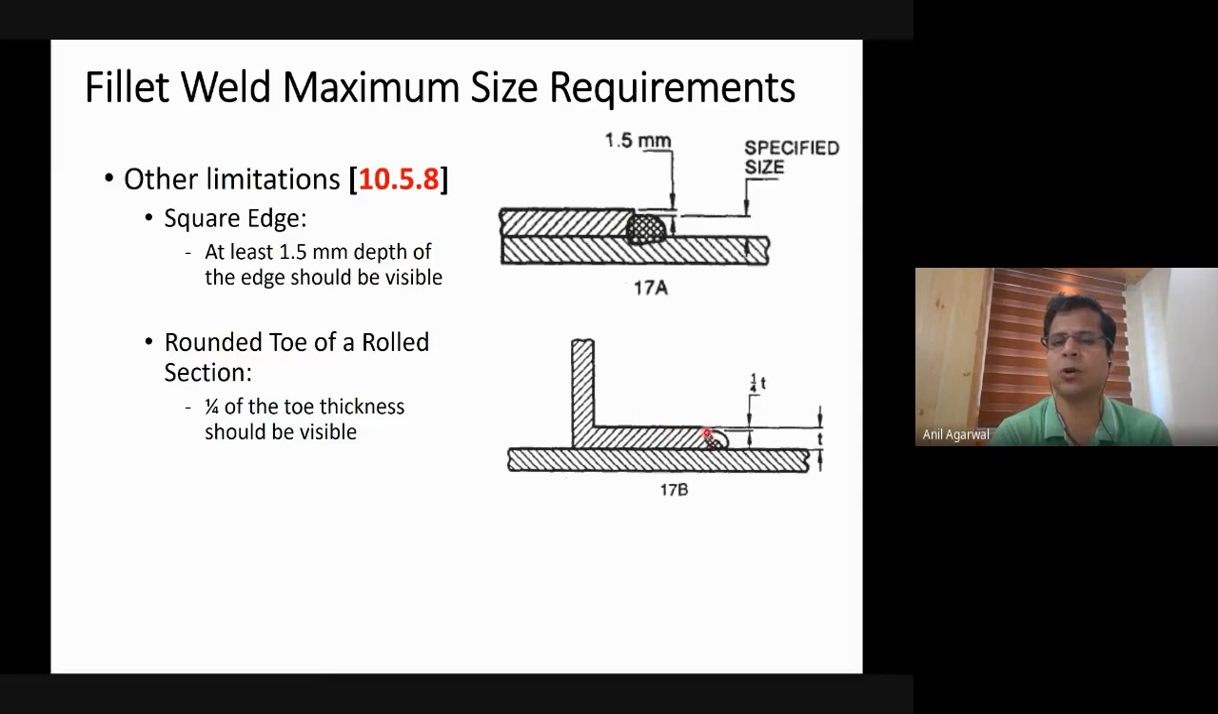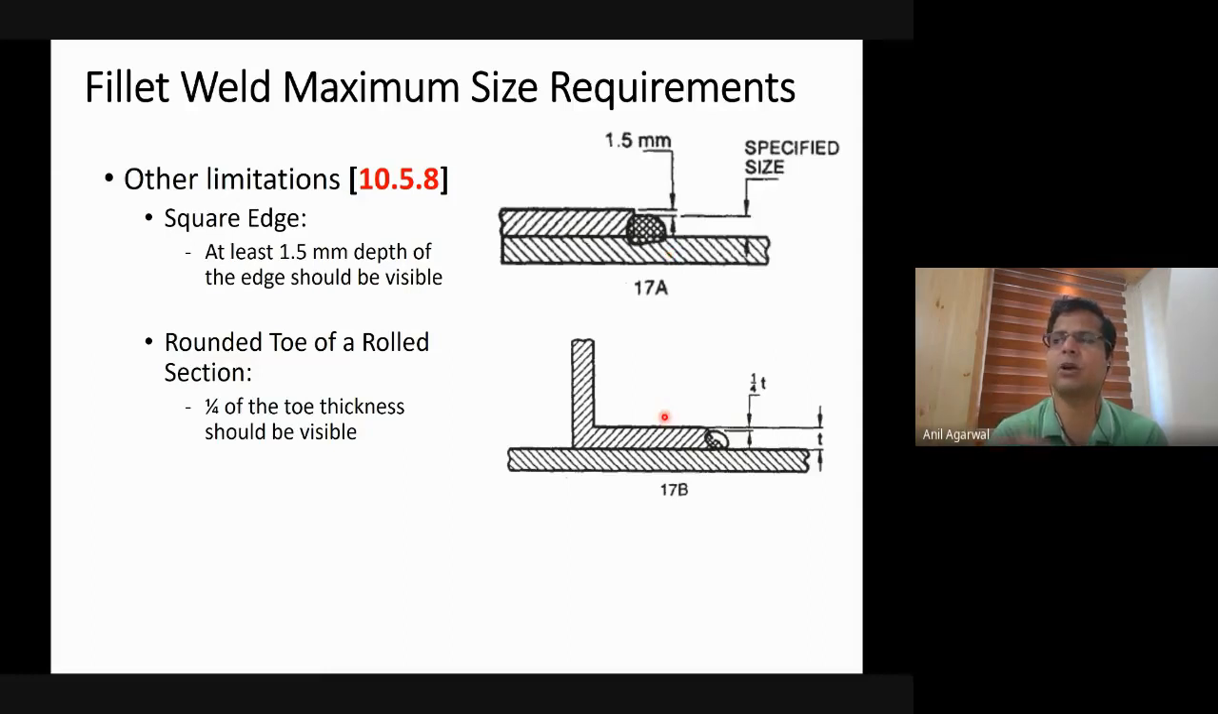So if it has a toe of a rolled section, then the exposed part, which is not hidden inside the weld, should be at least a quarter of the total thickness of this top plate. At least one fourth of the T should be exposed, not hidden inside the fillet weld. Also, if it's a square edge, then at least 1.5 millimeters should be free, not fused with the fillet weld. Okay, these two things have to be met.